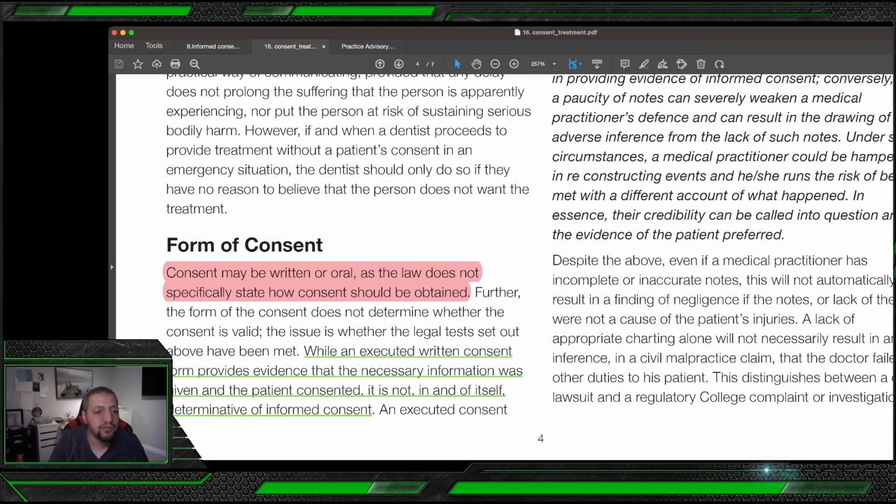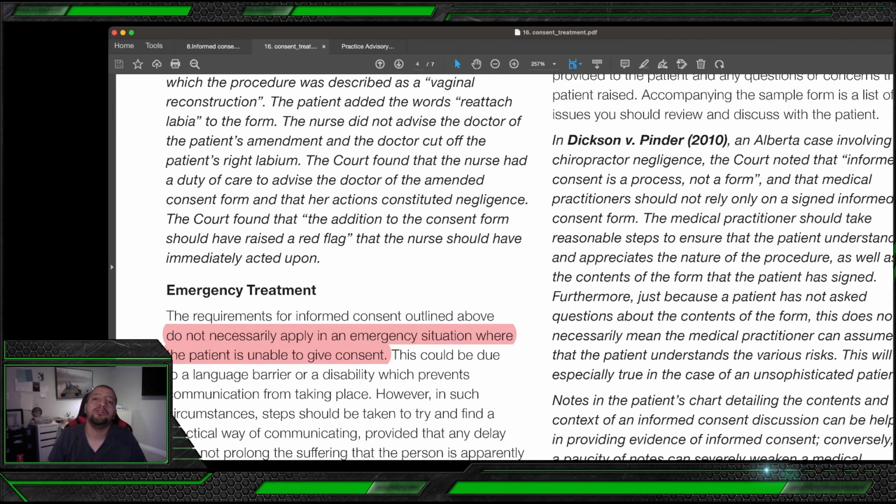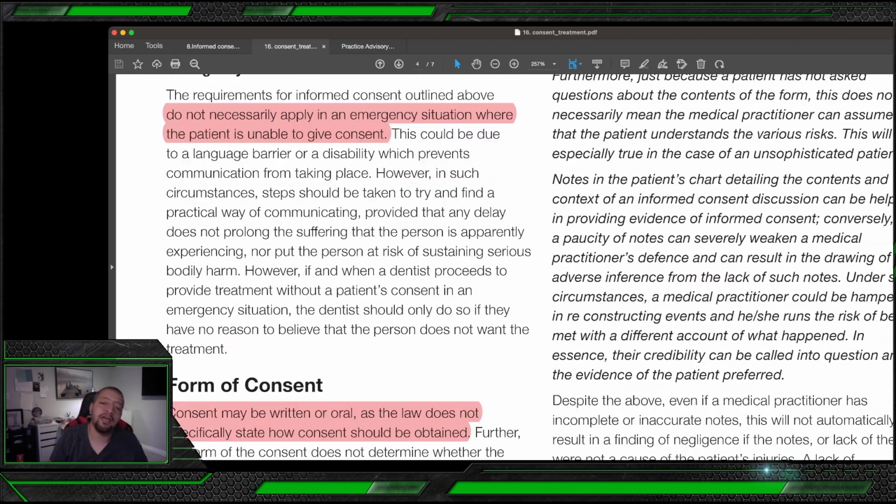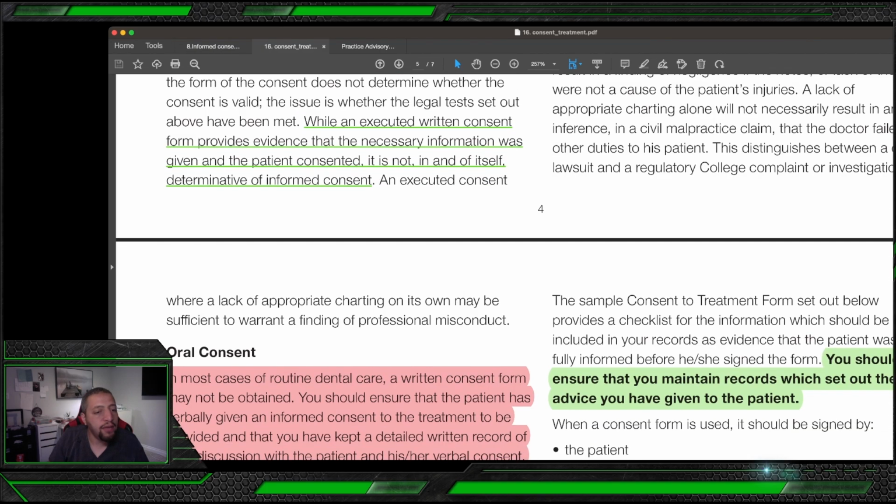But again, while an executed written consent form provides evidence that the necessary information was given and the patient consented, it is not in and of itself determinative of informed consent. Meaning if the patient signed it and you didn't explain to him, you didn't tell him everything, he can in court say no, the doctor and his assistant didn't give me the full information, so he can sue you. Okay.